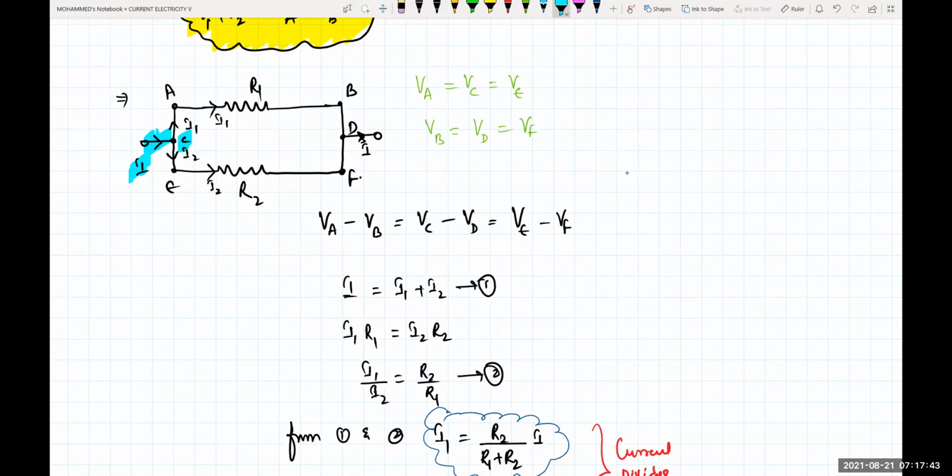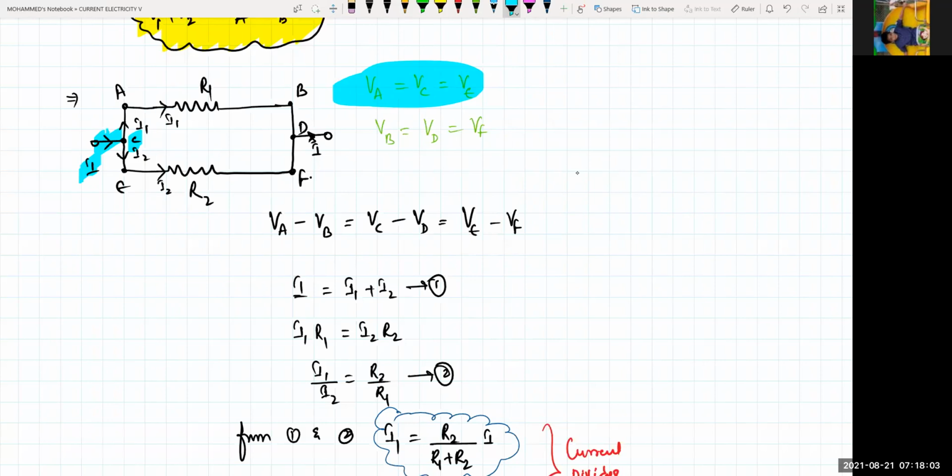Okay. Now potential at A will be equal to how much, beta? Potential at A will be equal to potential at C. Why? Can anyone tell me? Because A and C are connected with a single wire, beta. So whatever is the potential at A, that will be equal to C. Whatever is the potential at E, that will be equal to C. That is the reason I have written here: VA will be equal to VC is equal to VE. Is that clear?